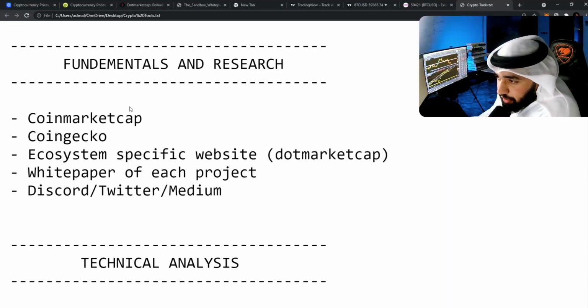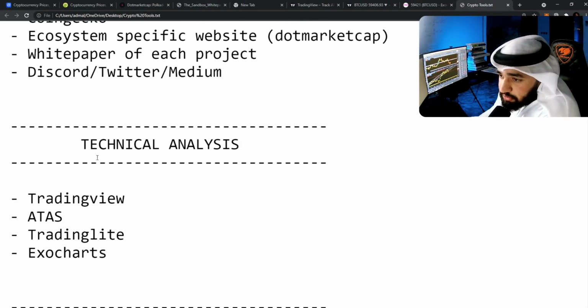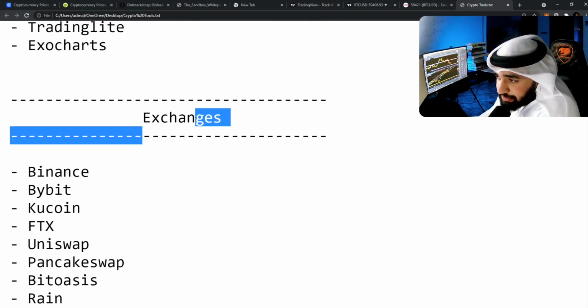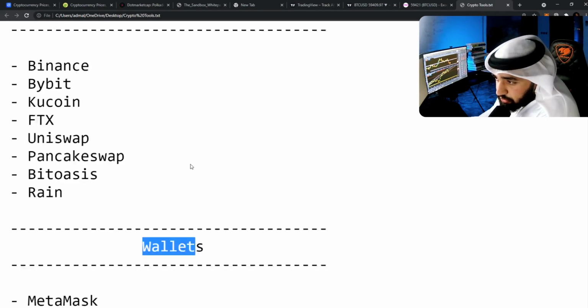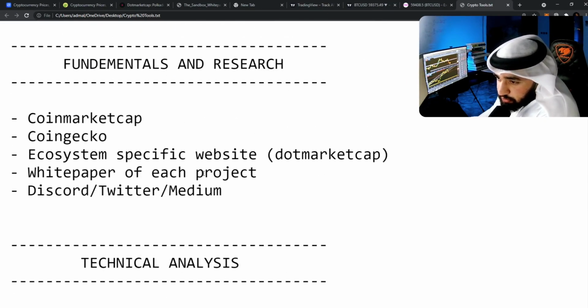So here I have made a text file which has 4 sections. The first section being fundamentals and research, the second section being technical analysis, the third being exchanges, and the fourth being wallets. So in each section you have tools. You can choose from these tools. I'm going to personally specify which tools I personally use to do my research and find those 1000x coins, but you might be comfortable with other platforms or tools.